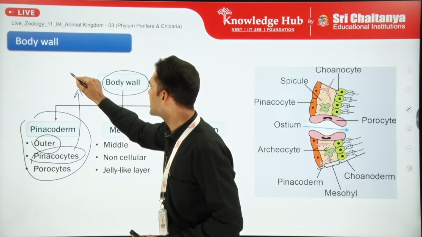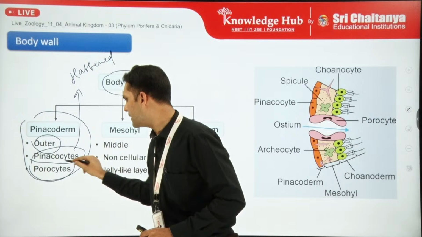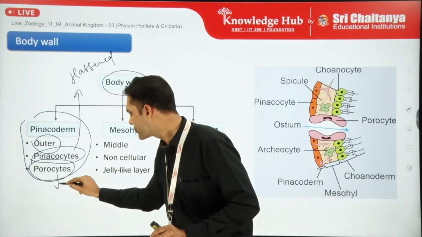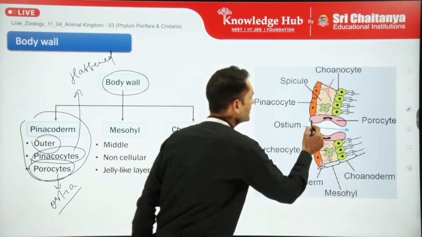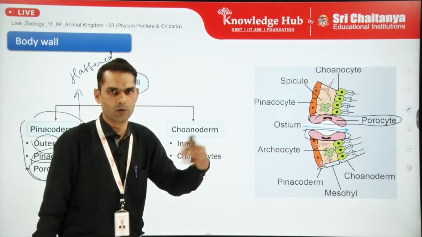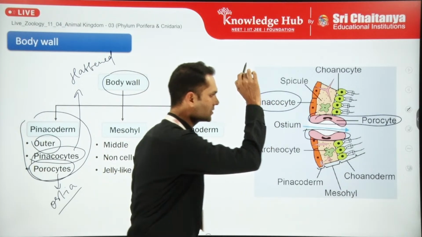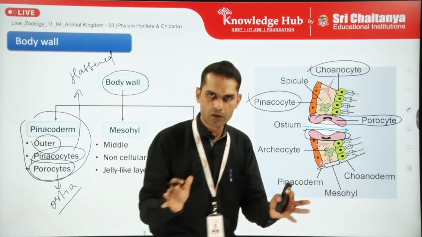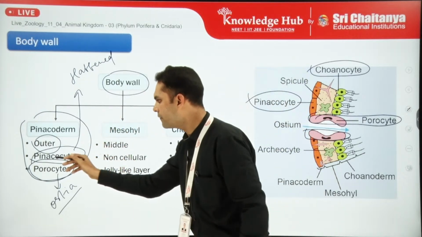So these are the flattened cells which are called pinacocytes. And in between you can see that there are oval shaped cells known as porocytes, which form the pore known as ostia. So here we can see that these are the porocytes which are forming the pore, ostium, plural we can call it ostia, and the outermost layer is made up of pinacocytes, and the innermost layer is made up of choanocytes. So innermost layer choanoderm made up of choanocytes, and outermost layer pinacoderm made up of pinacocytes.